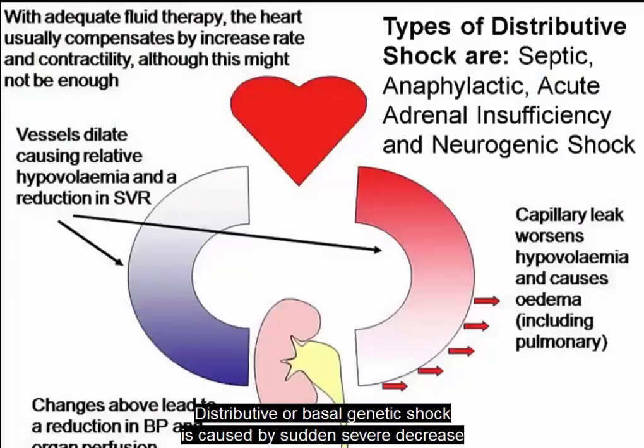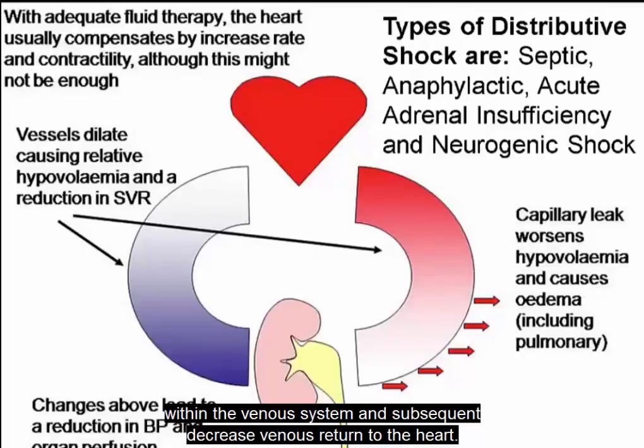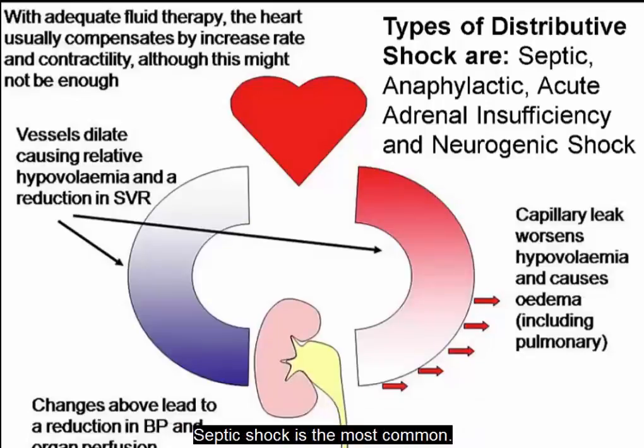Distributive or vasogenic shock is caused by a sudden, severe decrease in peripheral vascular resistance that causes extensive pooling of blood within the venous system and subsequent decreased venous return to the heart. Septic shock is the most common.